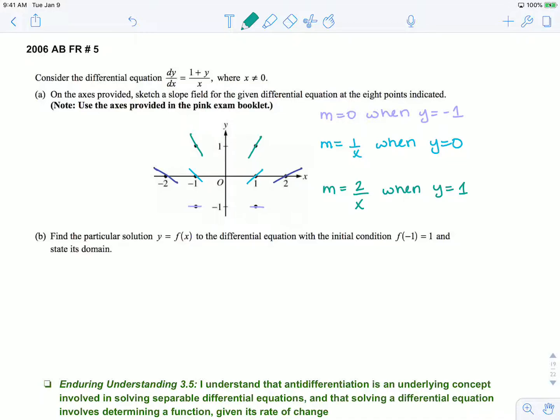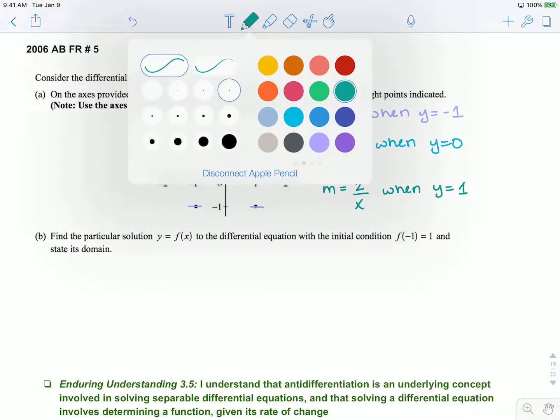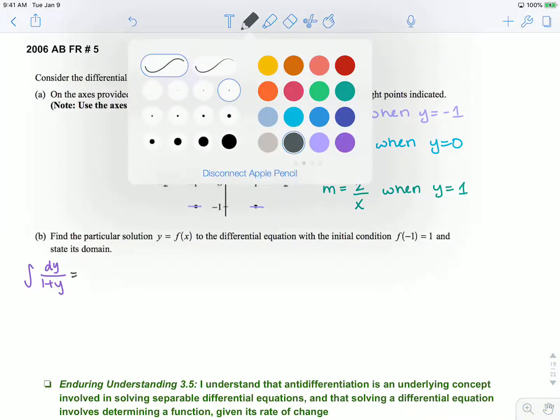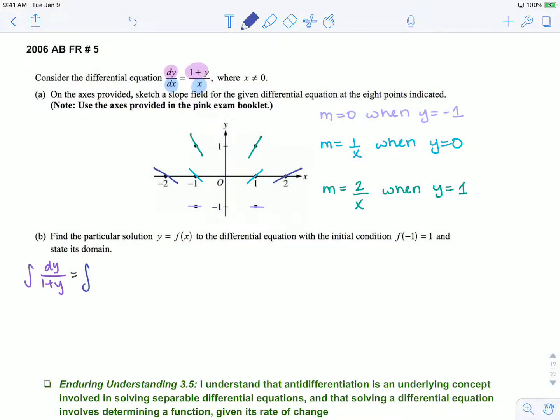Now we want to find a particular solution to the differential equation with the initial condition and state the domain. So we are given this implicit differential equation. We're going to solve it by separating variables. So here are our terms with y, and here are our terms with x. Separating these variables, we have the integral of dy over 1 plus y equals the integral of dx over x.